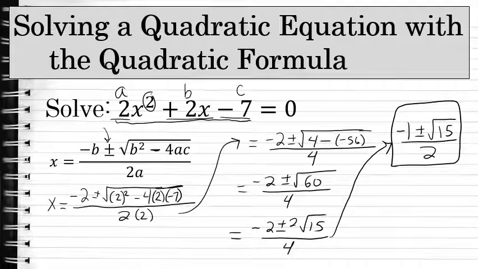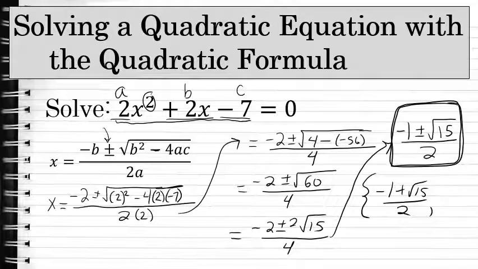Depending on the context of the problem, the answer can be expressed as I have it on the screen now, or they can be written as two separate values, one being negative 1 plus the square root of 15 over 2, and the other negative 1 minus the square root of 15 over 2.